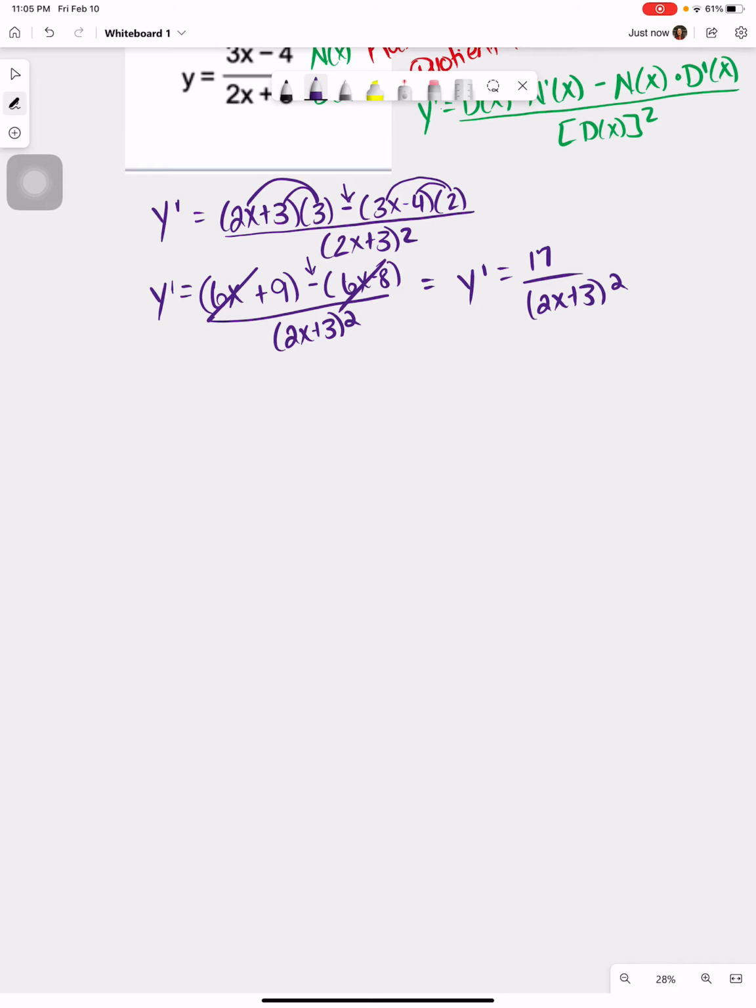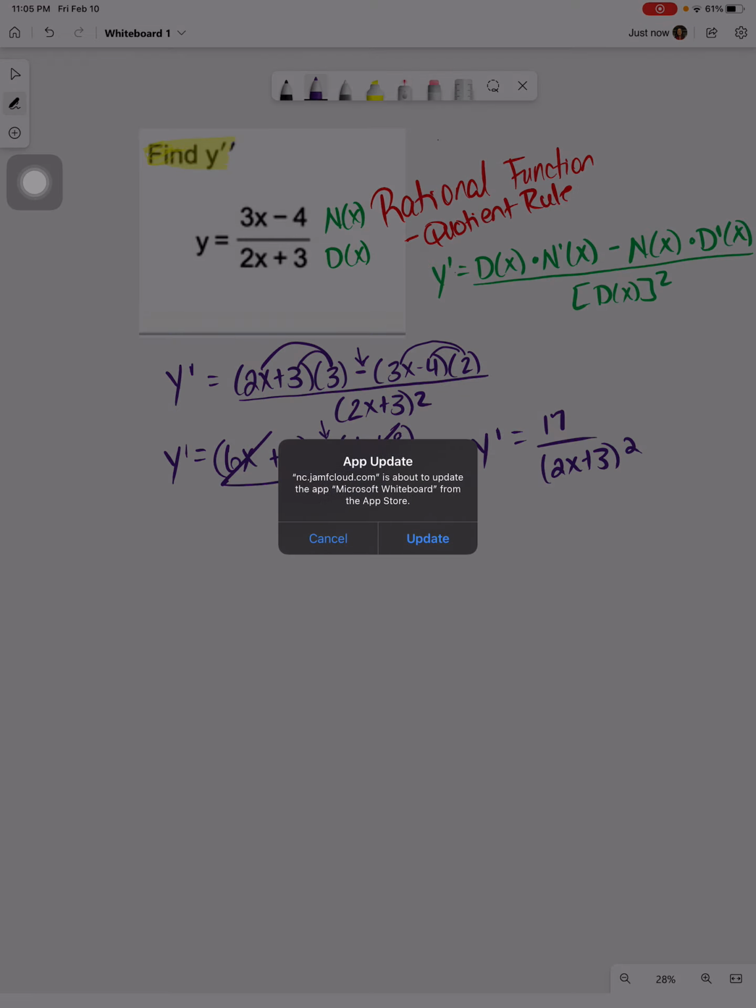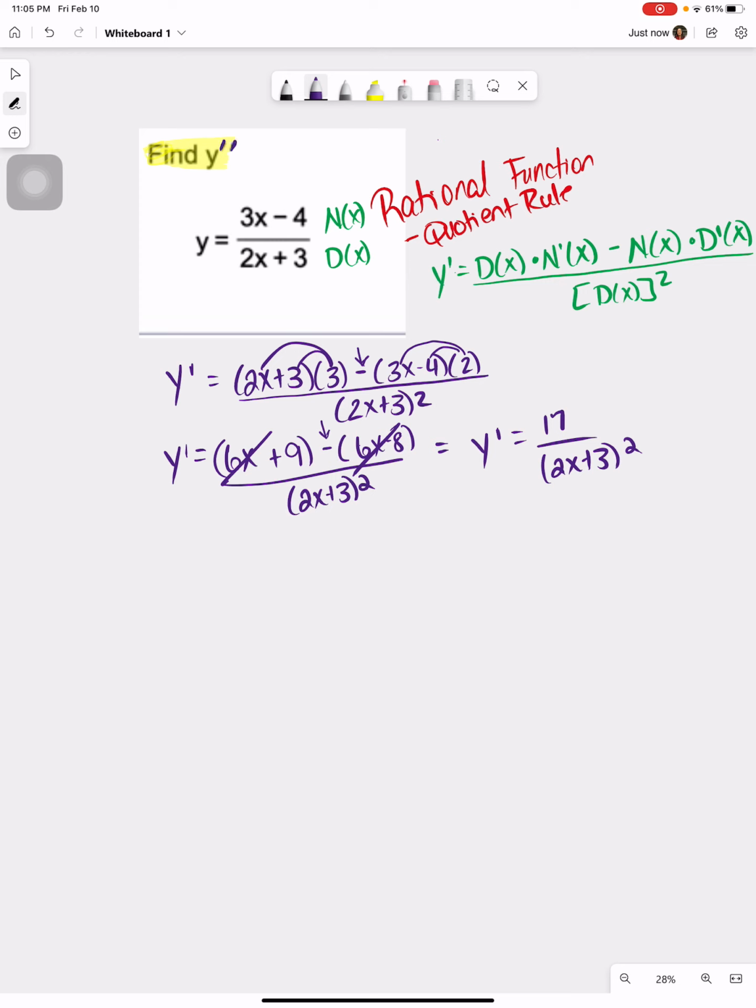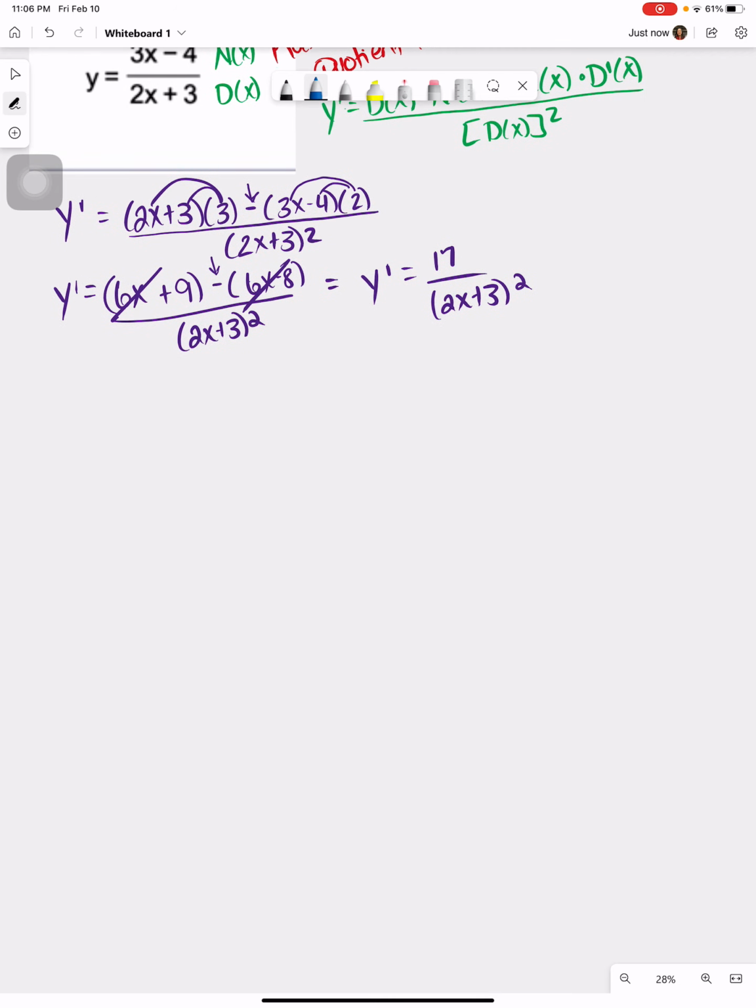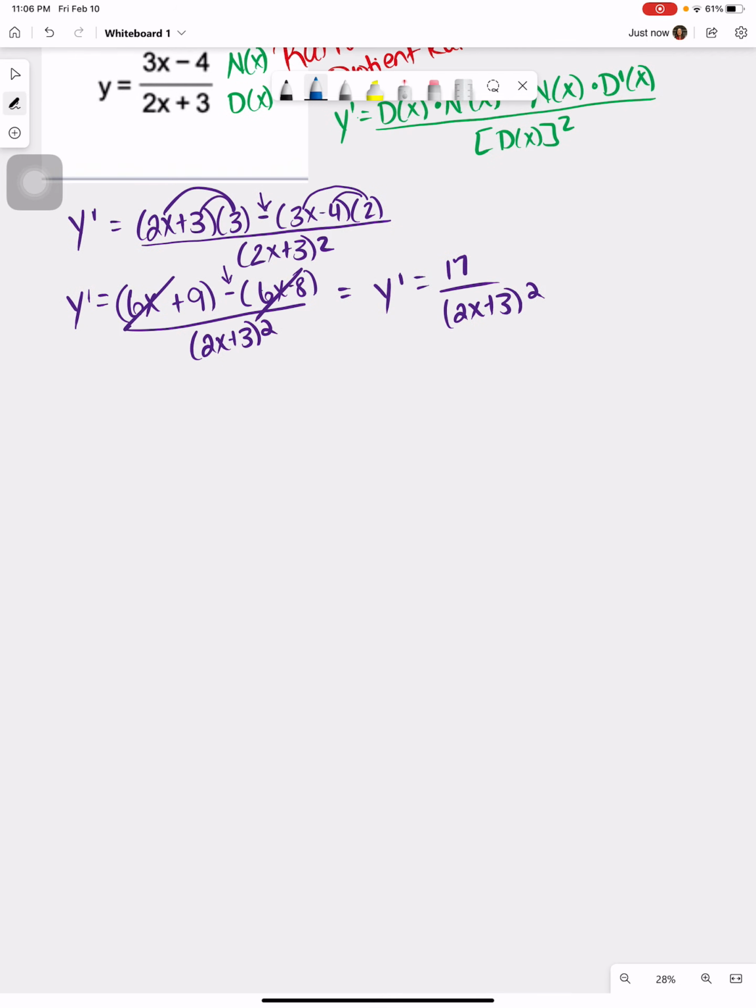But again, if you refer back to the problem, it wants me to find the double prime. So I need to find the derivative one more time. Let's use a different color. We can use blue the second time. So to find the derivative this time, we're going to do the same thing. So the second derivative is found by taking that bottom, 2x plus 3 squared, times the derivative of the top, which is 0, minus the top, times the derivative of the bottom.